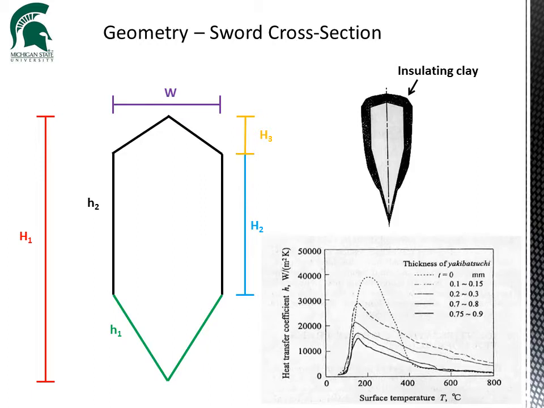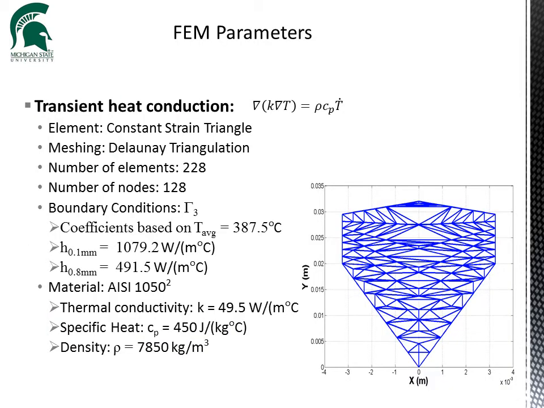The geometry of the cross-section is diamond-shaped with heights h1, h2, and h3, and width w. The convection coefficients, little h1 and little h2, are determined based on the desired clay thickness and surface temperature. The FEM study involves using 228 constant strain triangles with 128 nodes to model the cross-section.